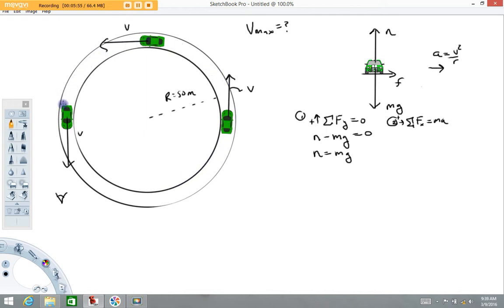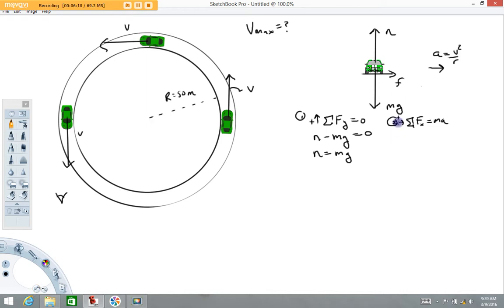When you're undergoing circular motion, there's always a centripetal acceleration towards the center of curvature, which is here. So look at my viewpoint of the car. We're looking head on. Center of curvature is here. That's why the acceleration vector points to the right.